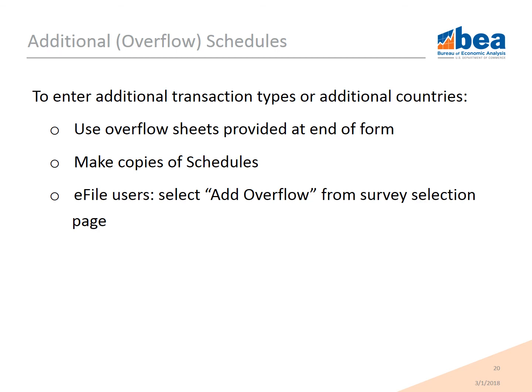Please note that a separate Schedule A in the case of sales, or a separate Schedule B in the case of purchases, must be completed for each transaction type. If you need to report more than one transaction type, or need to report additional country detail than a Schedule A allows, please use the Overflow sheets provided at the end of the form, or make additional copies of the schedules as needed. e-file users can add additional schedules by selecting Add Overflow from the Survey Selection page.